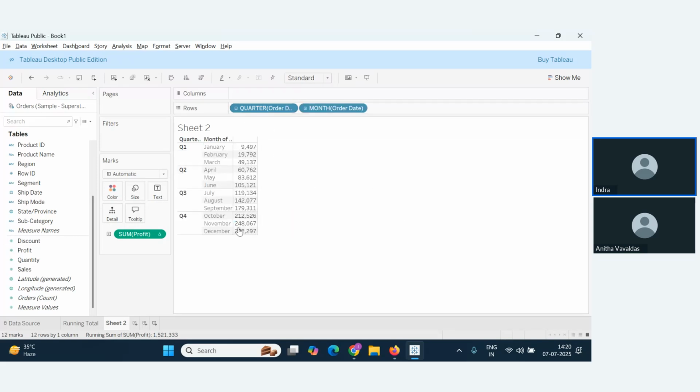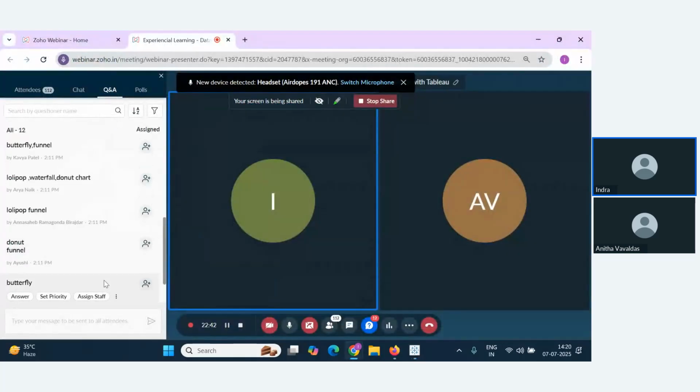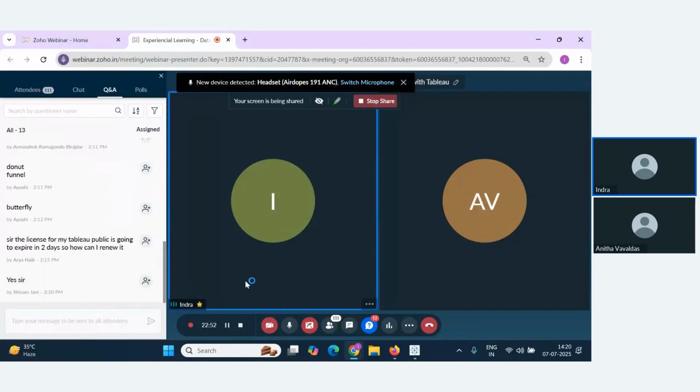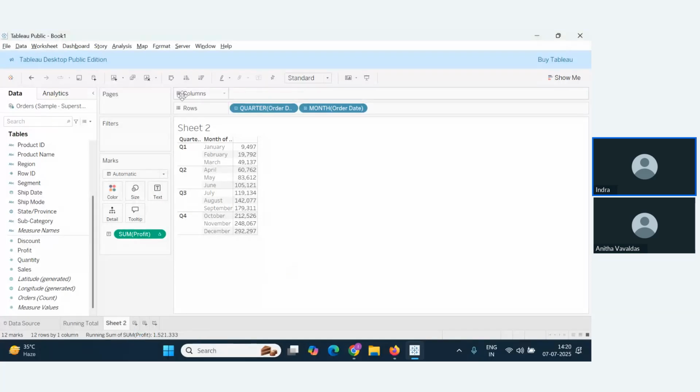This is the month-wise return. This is the running total. Am I clear with the running total, guys? Yes or no? Please tell me. Running total. Is it clear to you?